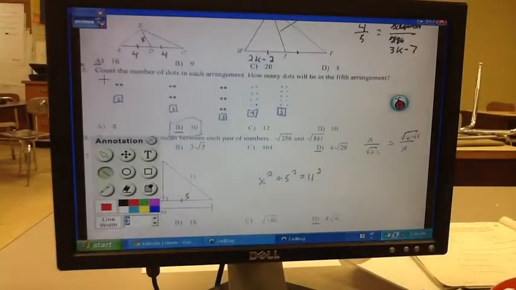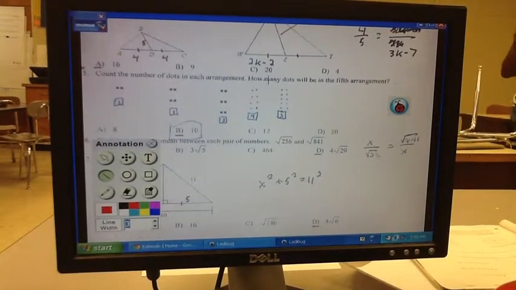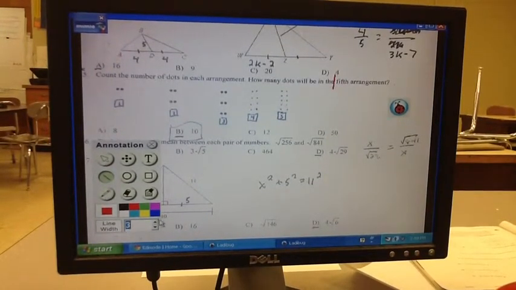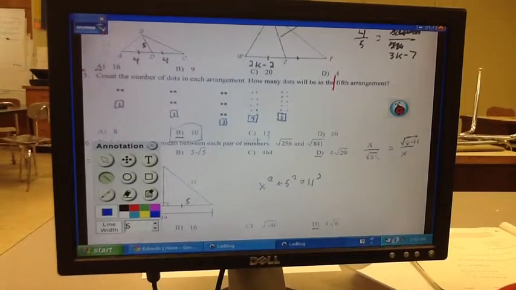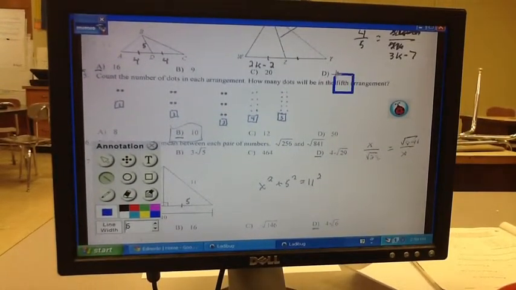Alright, we're on number 35. Count the number of dots in each arrangement. How many dots will be on the fifth arrangement? That's where most people are going to mess up. They jump ahead and they forget that they're looking for the fifth.